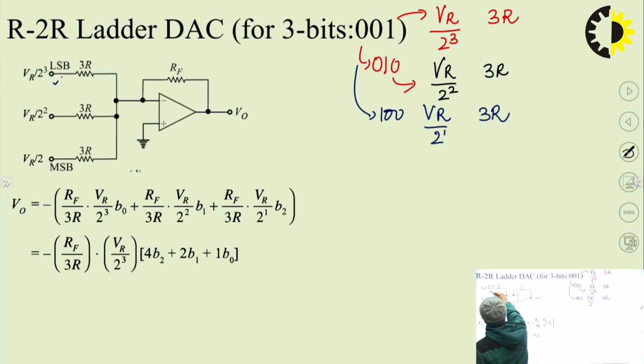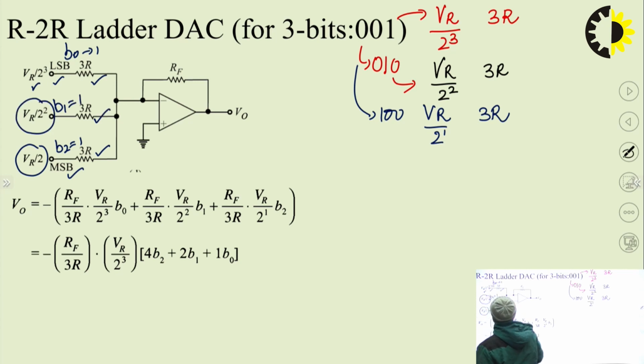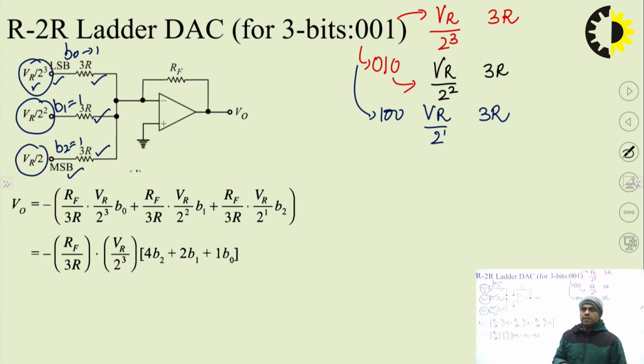That means if the LSB, B0, is equal to 1, then voltage is VR by 2 cube, resistance is 3R. Similarly, if the MSB is 1, that means B2 is equal to 1, then voltage is VR by 2, resistance is 3R. And if B1 is equal to 1, then voltage is VR by 2 square and resistance is 3R. So we have considered all 3 cases one by one, and if more than one bit is simultaneously high, then more than one branch is active, and any combination of these voltages may be appearing at this terminal.